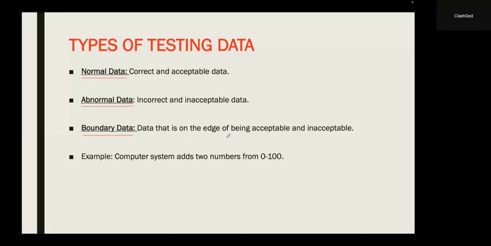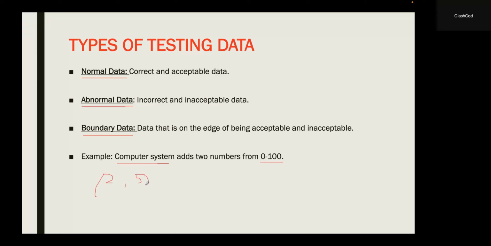Now, you might not know what they mean right now, but let's just look at an example, and you will fully understand. So now, let's say that we have just made a computer system that can add together 2 numbers that are in the range from 0 to 100 inclusive. All right? This is our computer system. It can add together 2 numbers from 0 to 100. So a set of normal data that we can give the computer system to test that it works is, for example, 2 and 5.